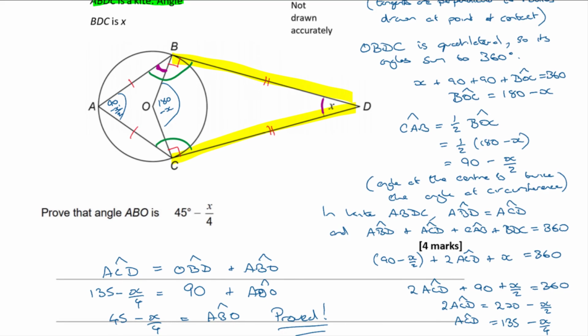tangents and radius are at right angles to find those right angles. Then we used the quadrilateral OBDC to find the angle at the center, and then once we had the angle at the center, we found the angle at the circumference, that's at A, and then we used the kite to find ABD, and then we took away 90 and we found ABO. Awesome, good job. Let's move on.